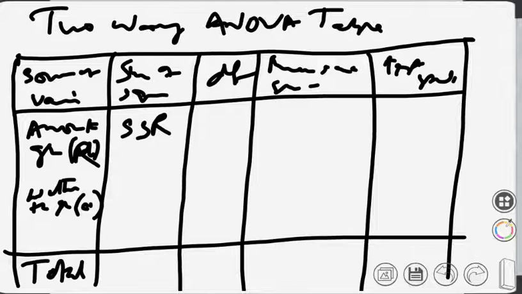Among the group means, if you are considering the row, that means among the group means for different types of manures. So that is for potash, for phosphorus, for nitrogen. So that is among the rows.